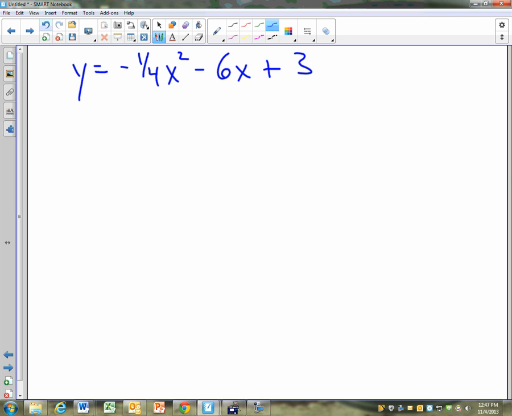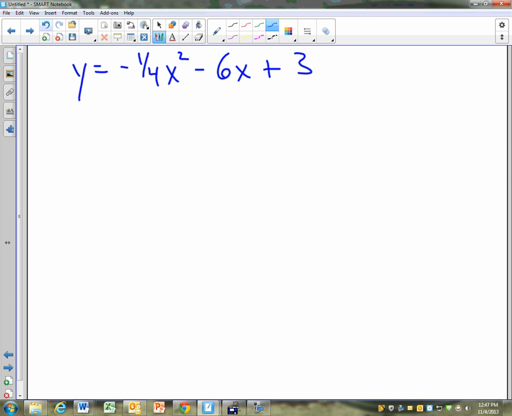Y equals negative 1/4 x squared minus 6x plus 3. Okay? How about this parabola? Does this one go up or does it go down? It does go down. And you can see that the negative 1/4 in front is going to shrink it. It's going to be a vertical shrink, and it'll be upside down. Okay? So we should have an idea that this is going to be a wider shape.